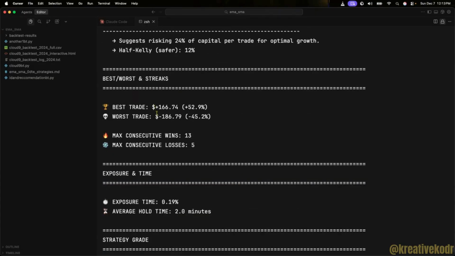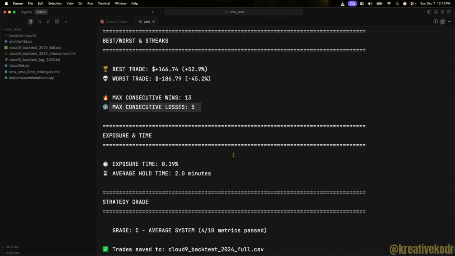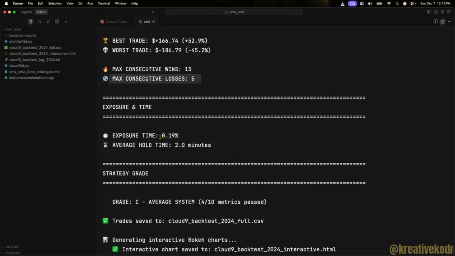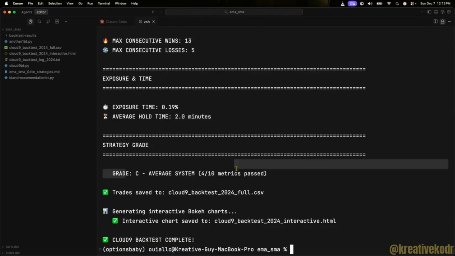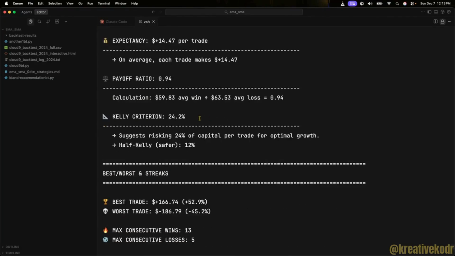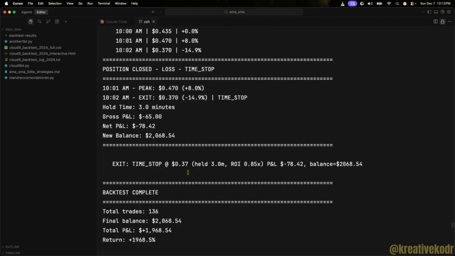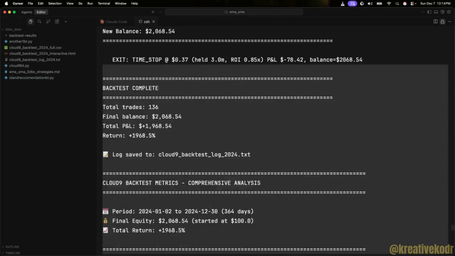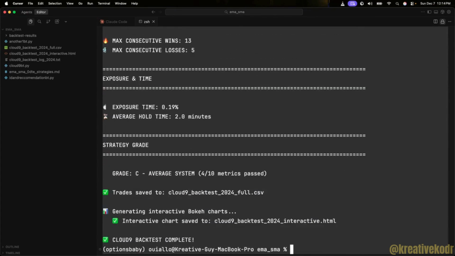All right, best trade. Okay, it's still kind of tight. Best trade was 166.74. Worst trade was 186.79. We had a 13 consecutive win streak. Then we had a 5 consecutive loss streak. Our exposure time is 19%, and average hold time is 2 minutes. Now we're getting a C instead of a heavy D. So we're getting better, right? We're improving it by our little adjustments here and there.